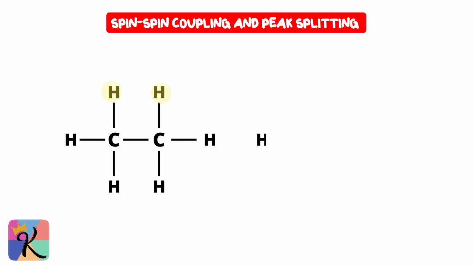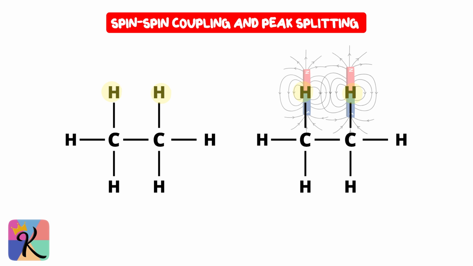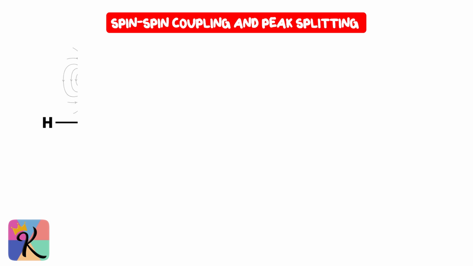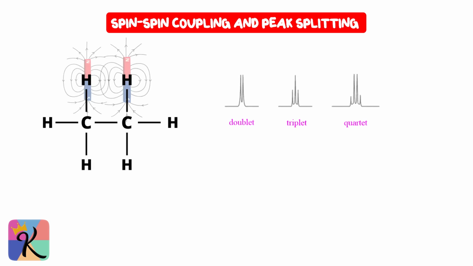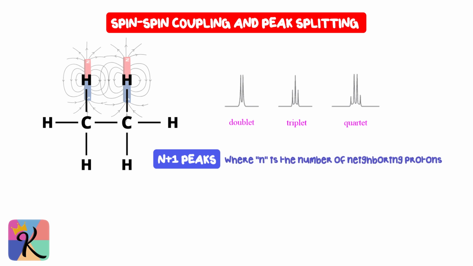Let's take a deeper look into spin-spin coupling. This phenomenon occurs because the magnetic field experienced by a proton is influenced by the spins of neighboring protons. As a result, the NMR signals split into patterns, like doublets, triplets, or quartets, depending on the number of neighboring protons. The rule is simple. A proton will split into n plus 1 peaks, where n is the number of adjacent protons. So if a proton has 2 neighboring protons, it will appear as a triplet. This type of splitting helps chemists determine the connectivity between atoms in a molecule. For example, if you see a triplet and a quartet next to each other, you might suspect that these signals come from a CH2-CH3 group.